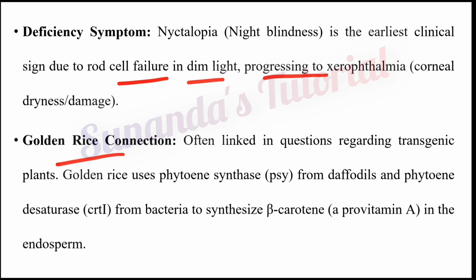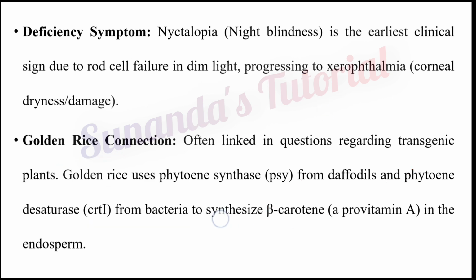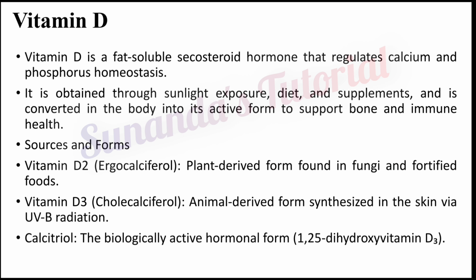Next, the golden rice connection. Vitamin A is generally linked in questions regarding transgenic plants. Golden rice uses phytoene synthase from daffodil and phytoene desaturase from bacteria to synthesize beta carotene in the endosperm. Beta carotene is pro-vitamin A, the precursor from which vitamin A can be synthesized.